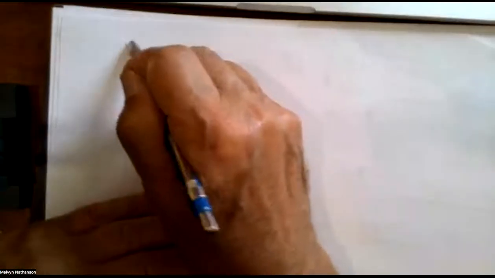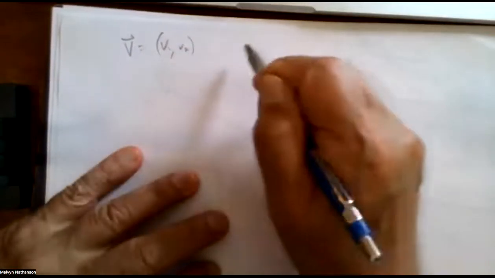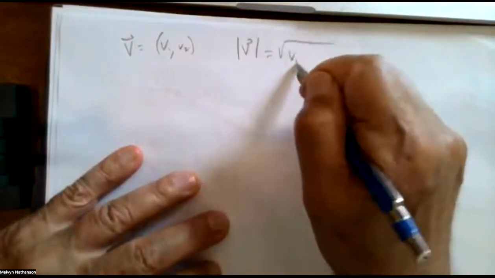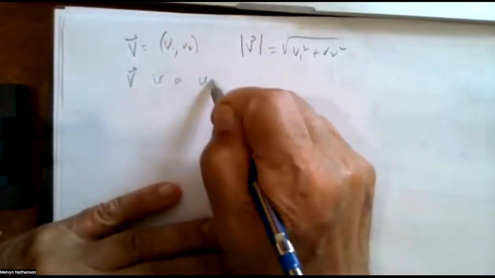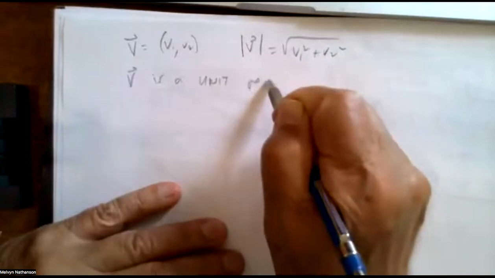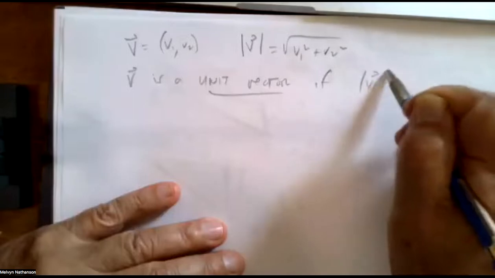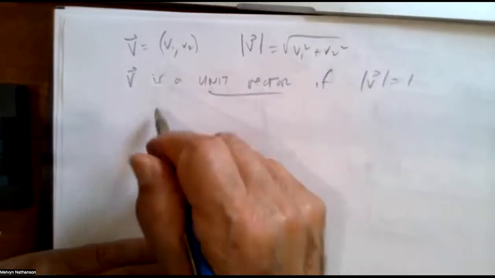Okay. So if you have a vector v with coordinates v1, v2, then the length of v is the square root of v1 squared plus v2 squared. And we say that v is a unit vector if its length is 1. So unit means 1. A unit vector is a vector of length 1.